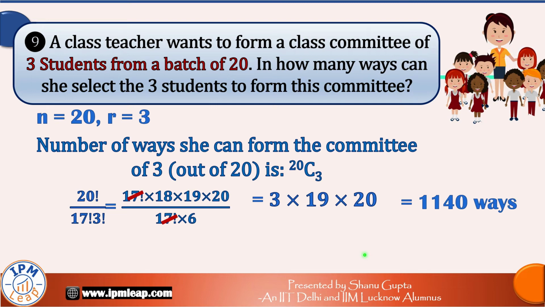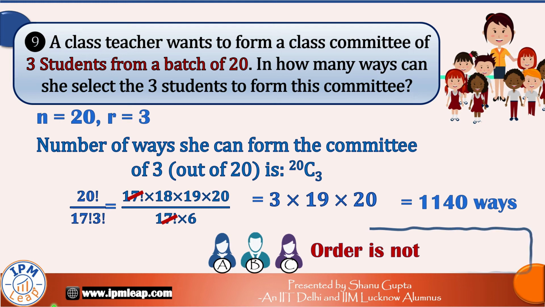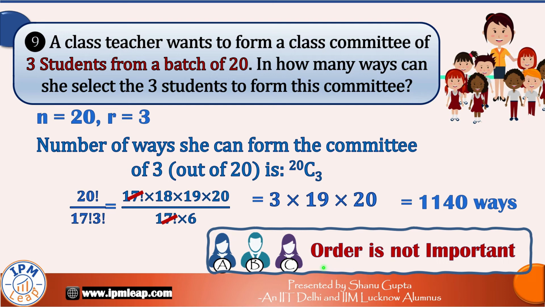A very important thing that I want to point out here is the fact that in combinations or selections, order is not important. So if A, B and C were picked, A, B, C is counted as one combination, regardless of the order in which these 3 students got picked. The teacher might have picked up C first and then A and then B, but only the end selection of 3 people counts, not the order in which they were picked.